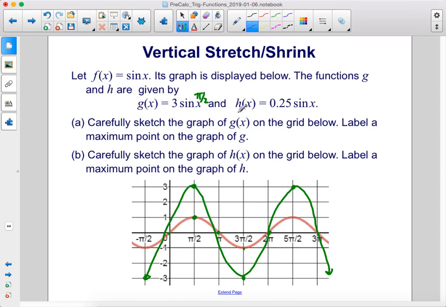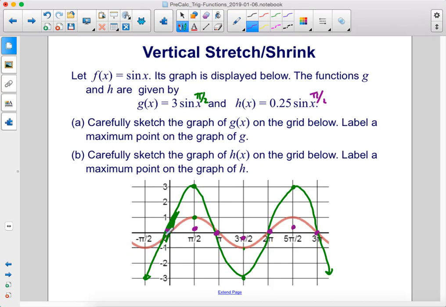The opposite is true for h of x. So for example, the zeros are still going to be, this point is supposed to go right through there. For h of x, the zeros remain where they are at the exact same points. The sine of pi over 2 is 1, but 0.25 times 1 is 0.25. So this point is going to move down to there. The minimum is going to move from negative 1 to negative 0.25.